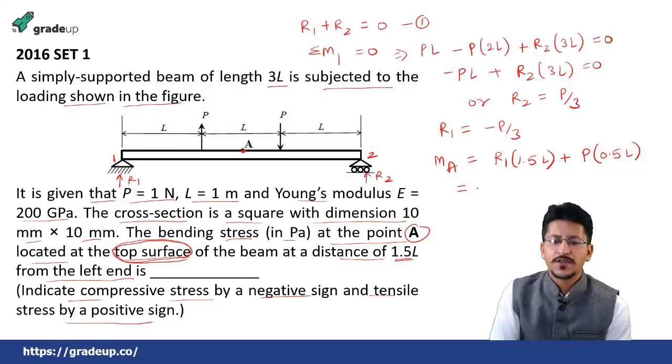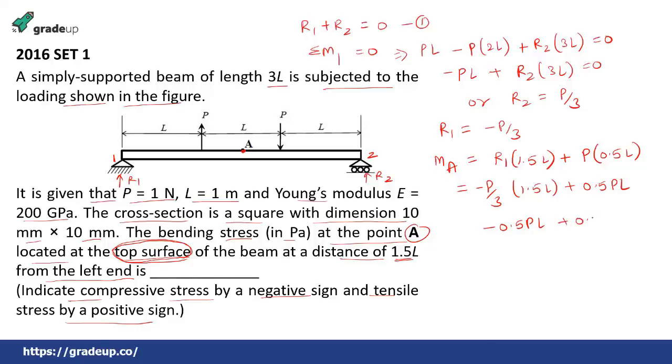R1 is equal to minus P by 3. So minus P by 3 into 1.5 L plus 0.5 PL. So this will be minus 0.5 PL and this will be plus 0.5 PL. So both will be equal to 0.